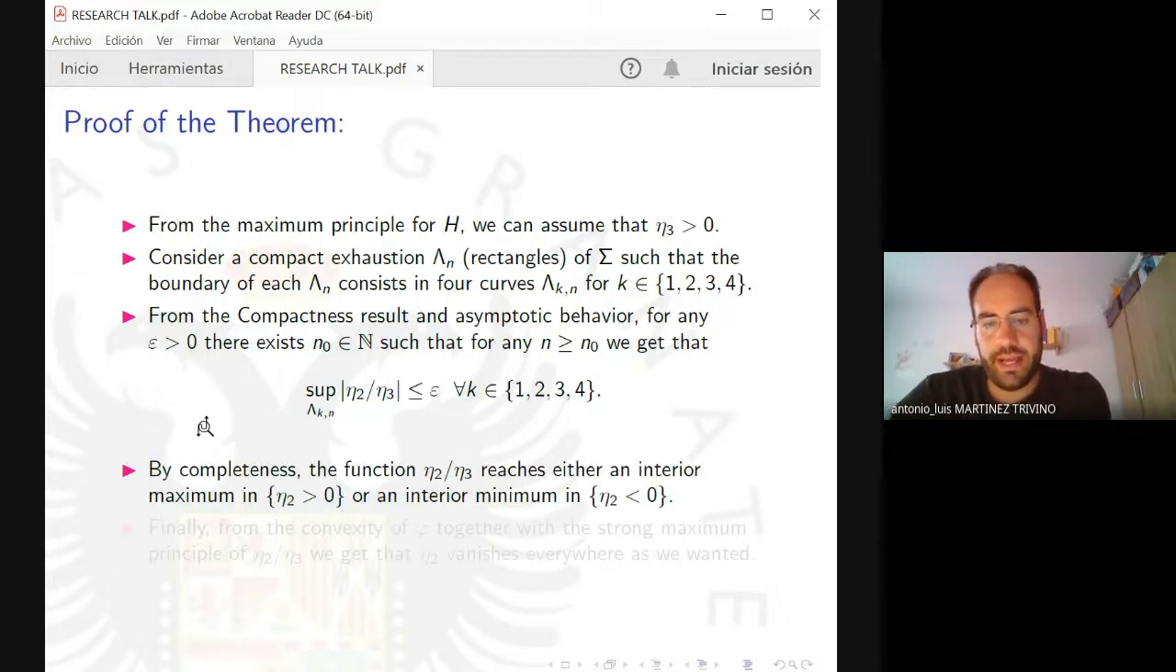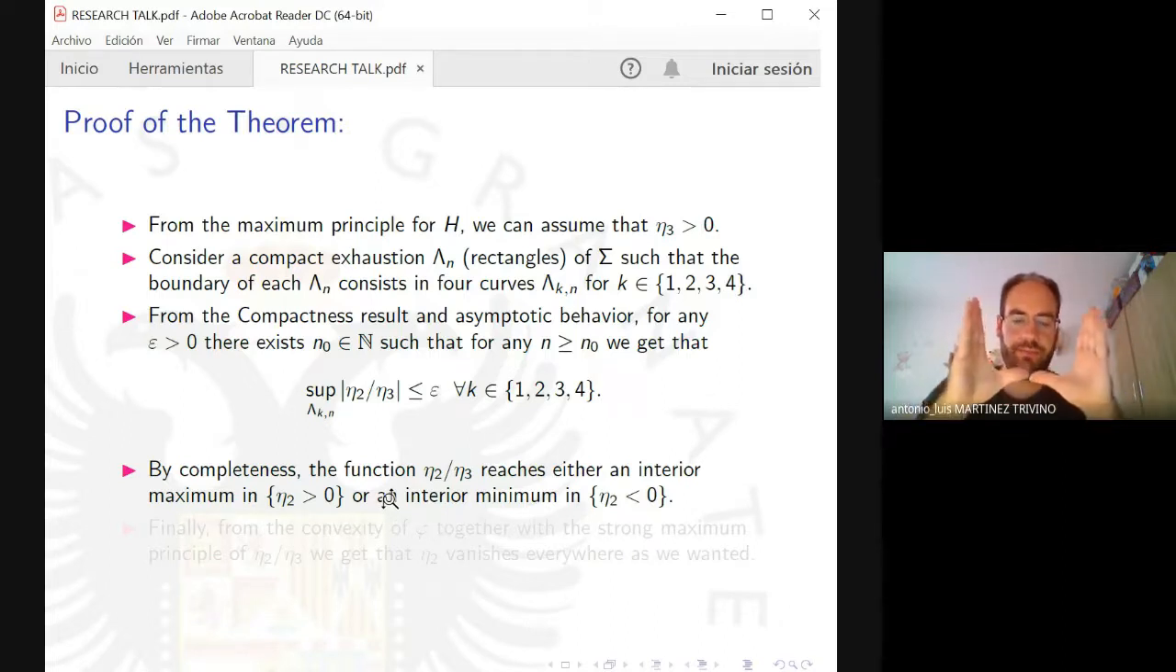Consequently, by completeness, the function eta2 over eta3 reaches either an interior maximum in this open subset or an interior minimum in this open subset. Notice that these sets are not empty. Otherwise, if one of these sets is empty, our surface must be a multigraph in the direction E2, but this is a contradiction due to the asymptotic behavior to the phi3 catenary cylinder.